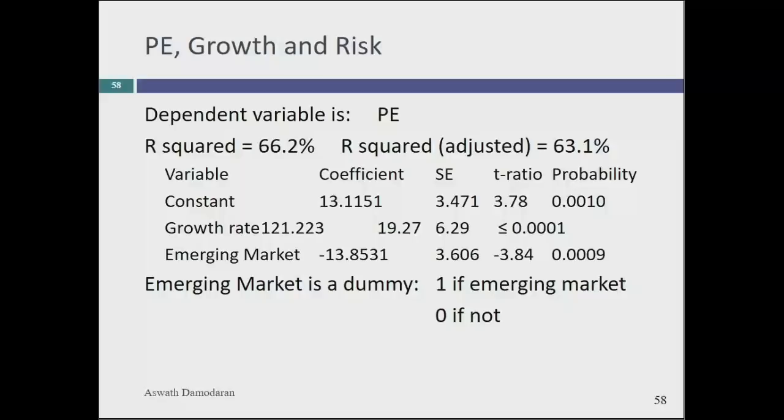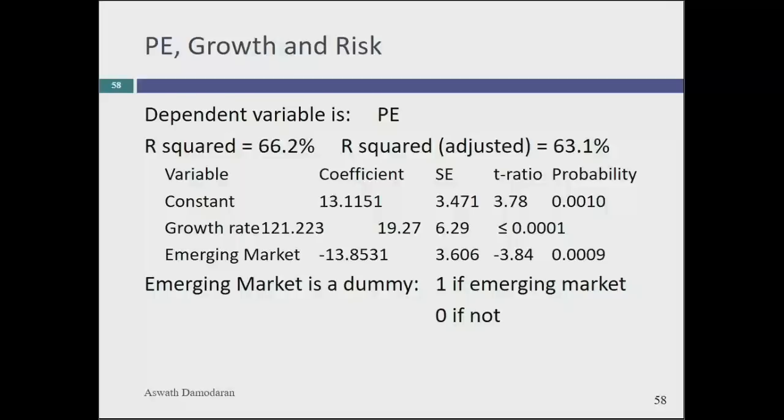-13.85. How would I read that? I have two telecom companies with the same growth rate in the late 90s. One is developed and the other is emerging market. The emerging market telecom company will have a P/E ratio 13.85 lower. That's an astonishing discount. This is the pricing analog to how we deal with country risk, right? In intrinsic valuation, we let the market tell us, hey, you're worried about emerging markets, tell me how much you're worried, because it shows up as that reduction.